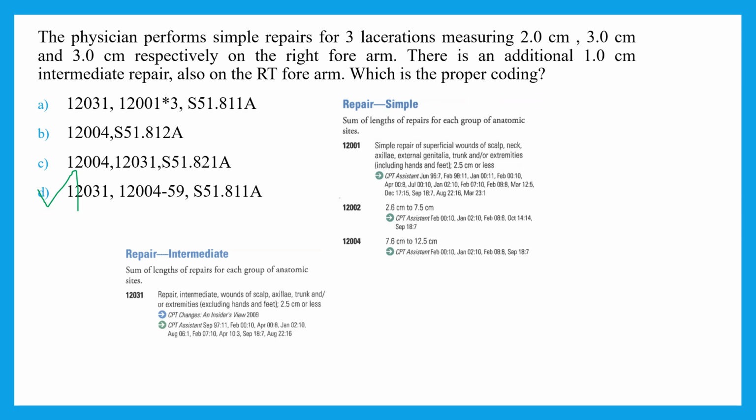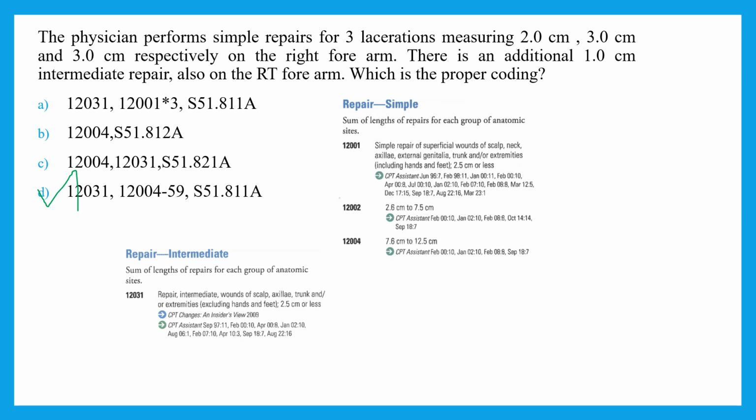But if you want to cross check, we had seen one guideline, that is the modifier. Using the modifier we identified the answer. Another guideline: if simple and complex repairs are involved in our question, for the complex we use that as the primary code, and along with it we append the modifier to the simple code. So the primary code should be in the front. So sequencing: 12031 and 12004. Intermediate repair 12031, see the description: repair intermediate scalp, axilla, trunk or extremities. Hands get included in the extremities.